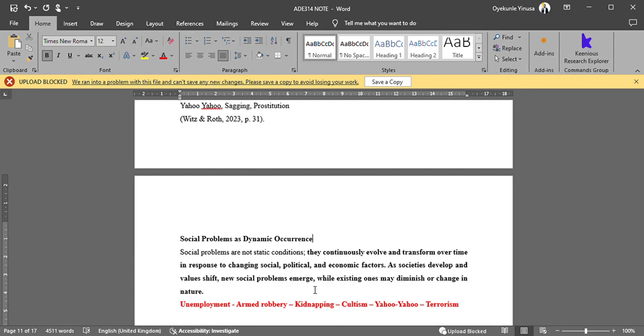All of these things change. They continue to change, continue to evolve, and they will have implications on our society. So as society develops and values shift, new social problems emerge.